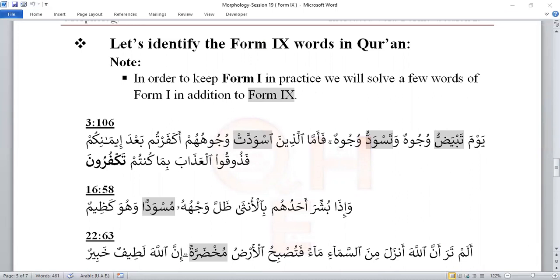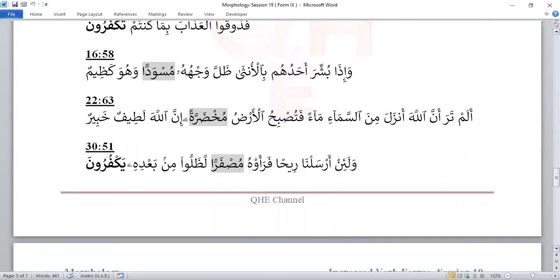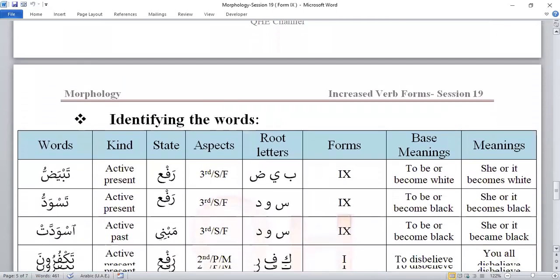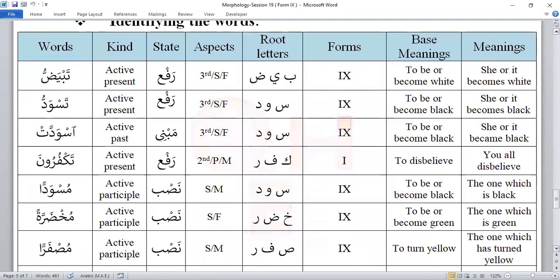So we have transported these words into a table. Let's go to the table and look into the details of these words. Okay, so the first word we have is tabyaddu. What does it match with? It matches with yahmarru, right?